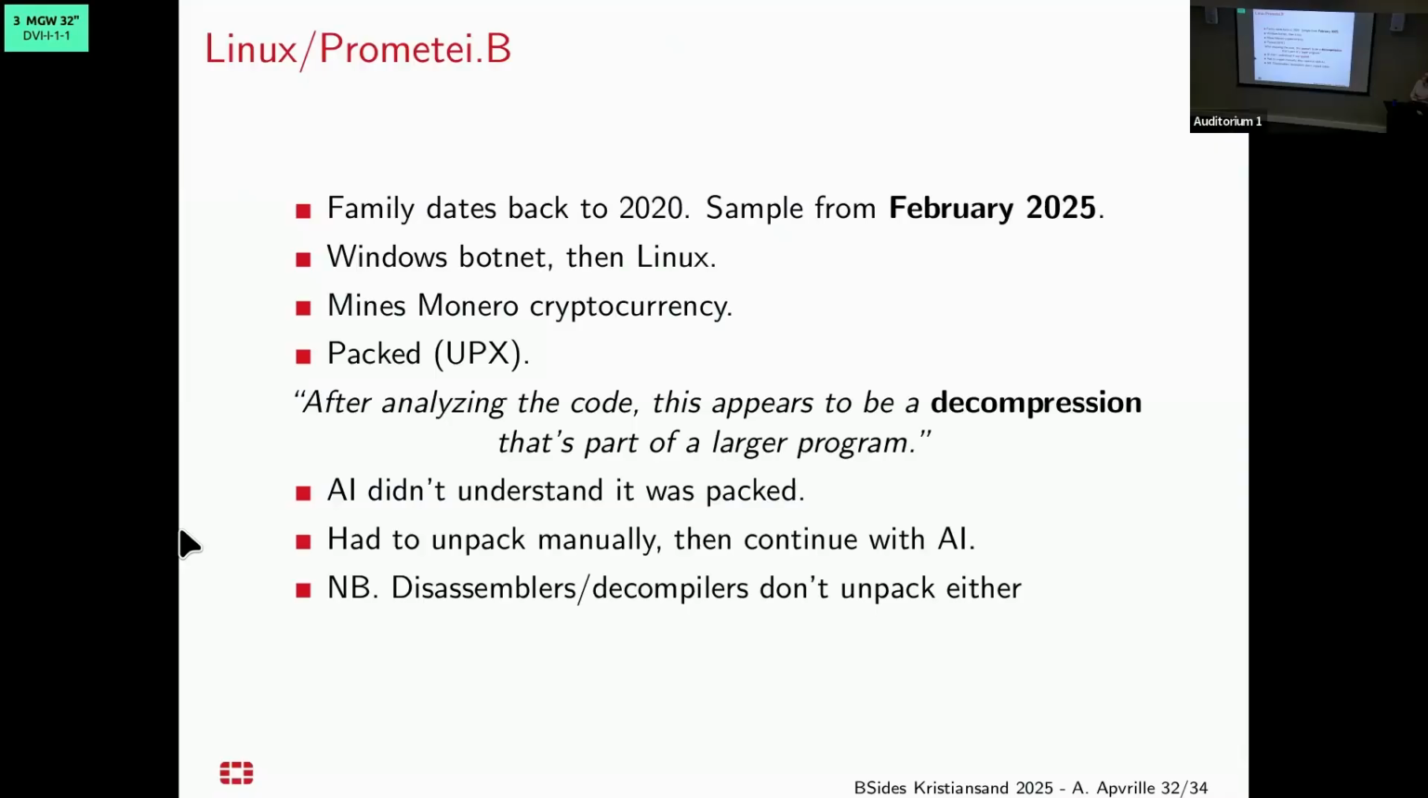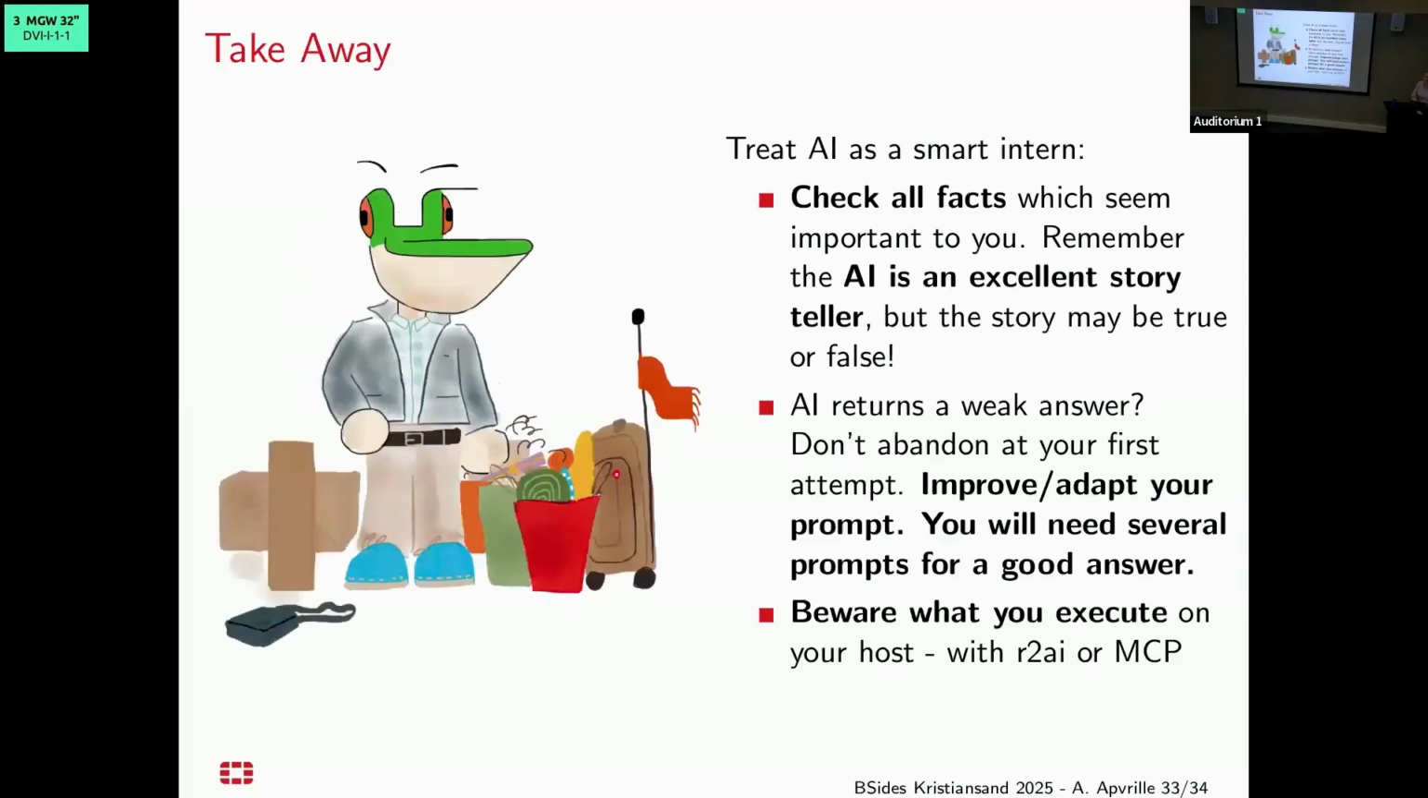For Prometei, we don't have much time, but what is important there is this: if you have packed malware, decompilers don't know how to handle packed malware. You always have to provide them unpacked things first. And it's the same with AI. If you send the AI a packed sample, it won't be able to process it. So first unpack it, and then tell the AI to run on that. That's basically the takeaway.